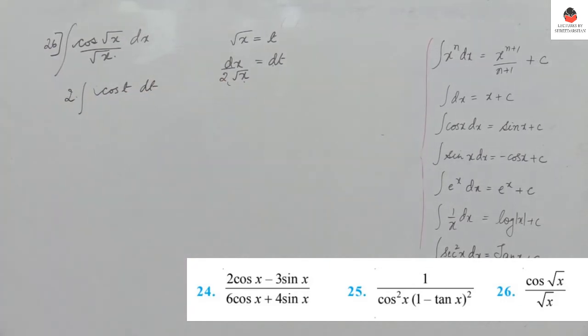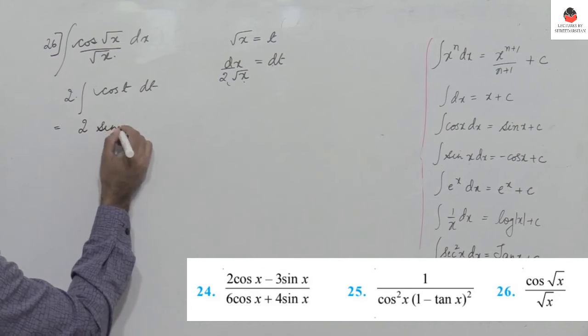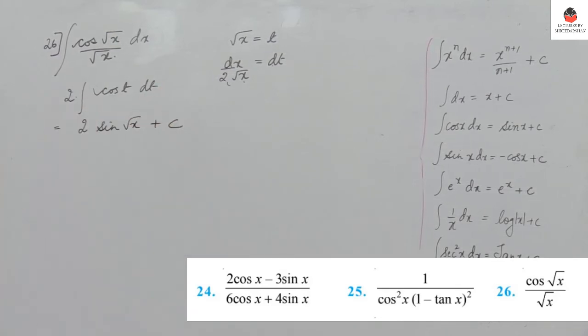So what is the integral of cos t? The integral of cos t is nothing but sin t. So you have 2 sin t. What is t? t is root x, plus c. So this is the answer, very simple.